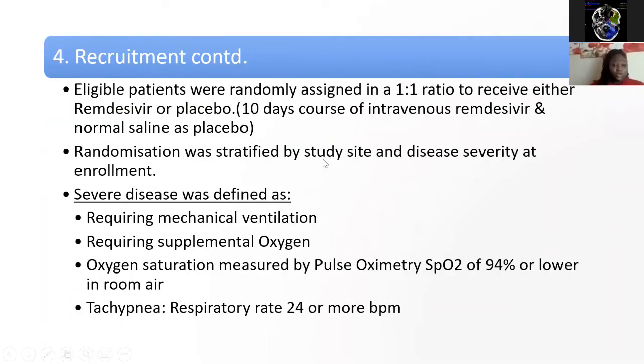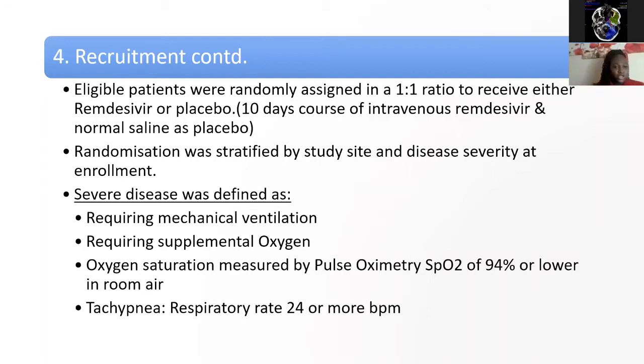The eligible patients were randomly assigned in a 1-to-1 ratio to receive either Remdesivir or placebo. From this paper, the initial research was a 10-day course of intravenous Remdesivir. The dosage is in the paper, and that is the dosage we even still use now, but we use 5 days in the United Kingdom rather than 10 days. And normal saline was the placebo. Randomization was stratified by the study site.